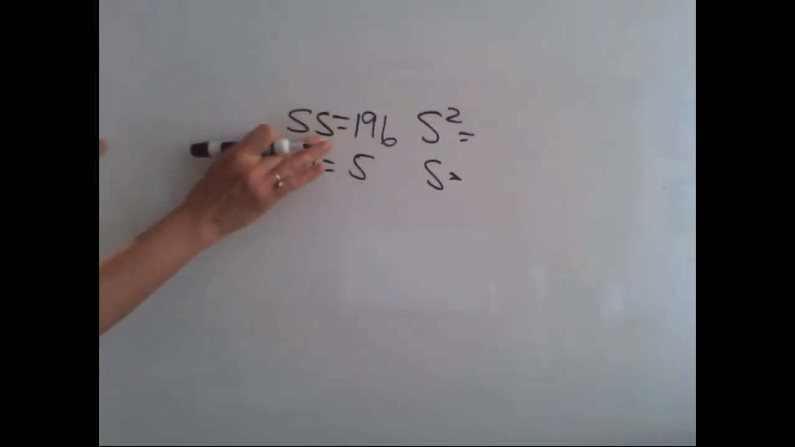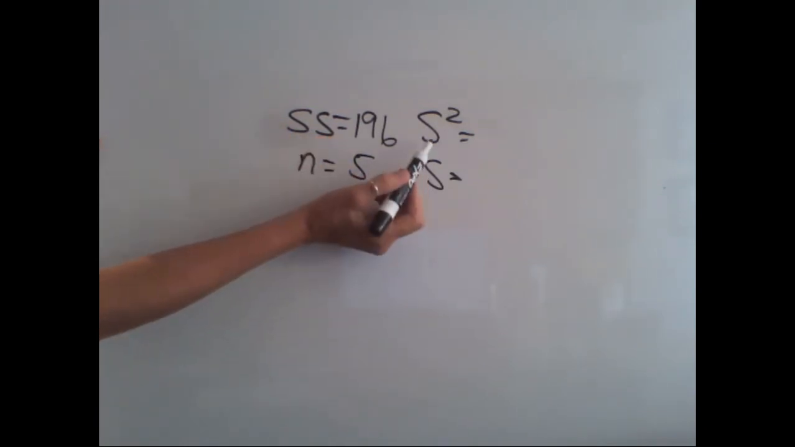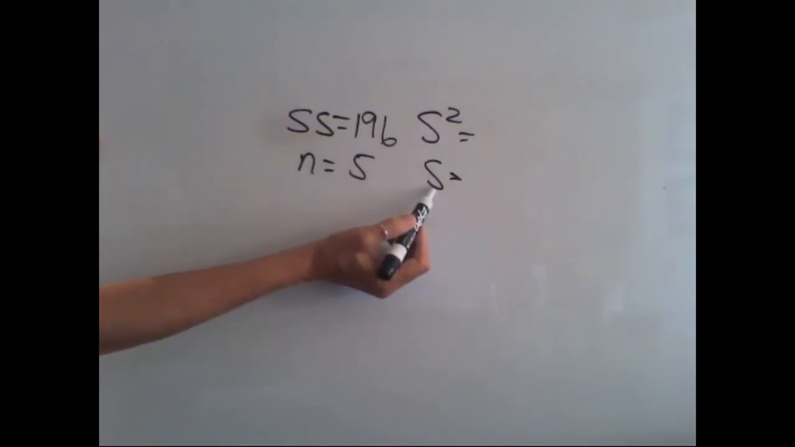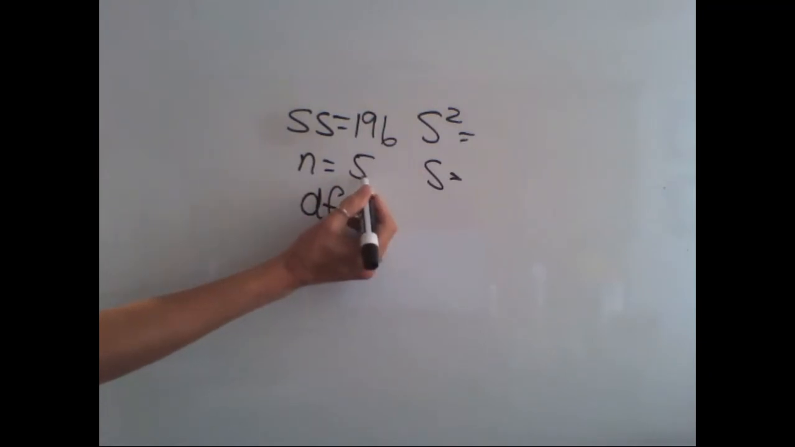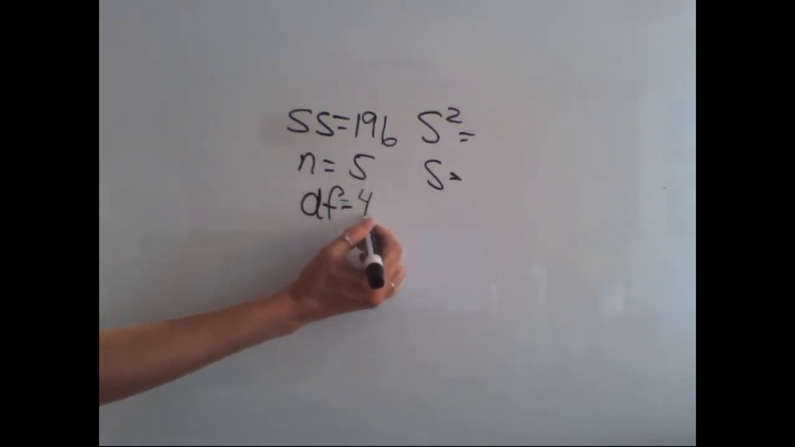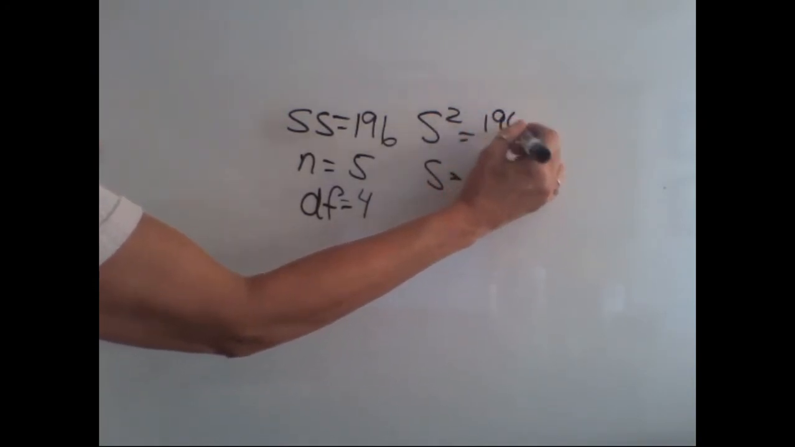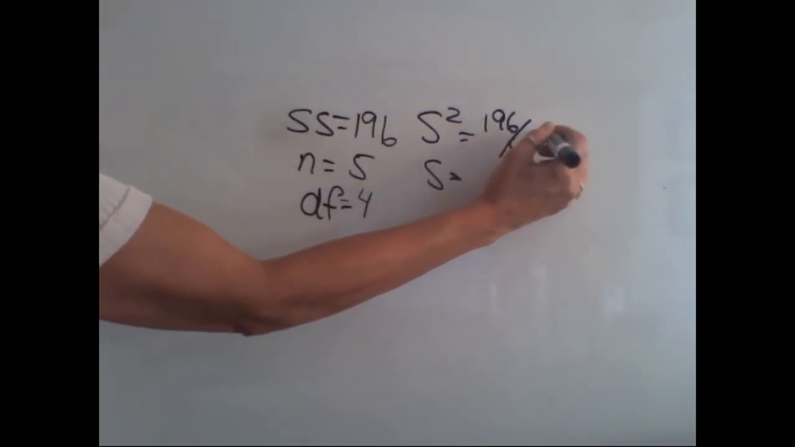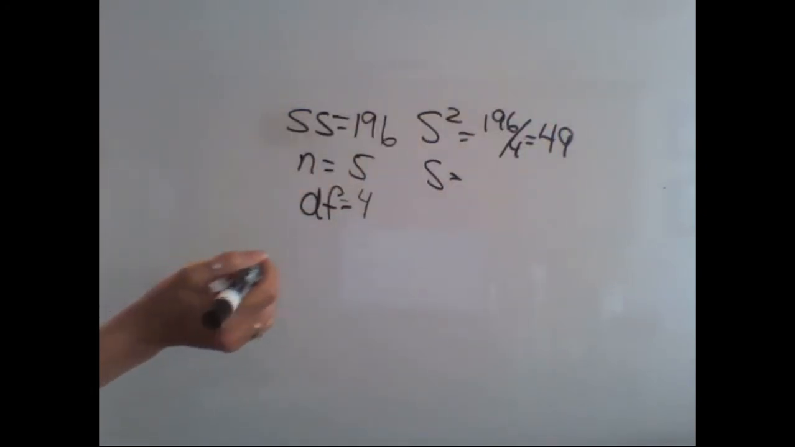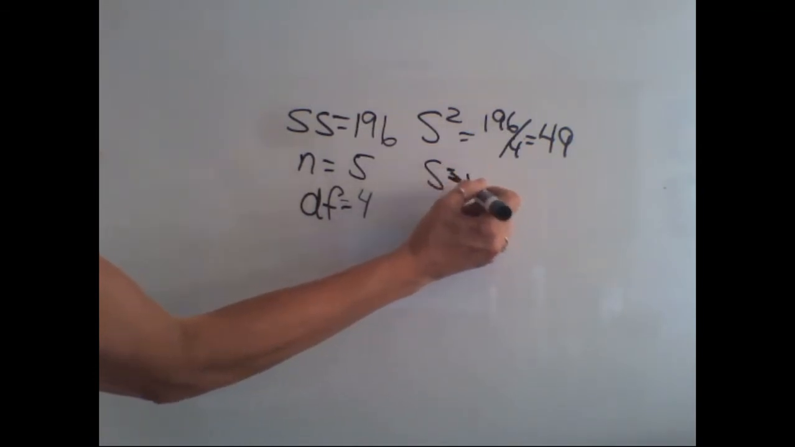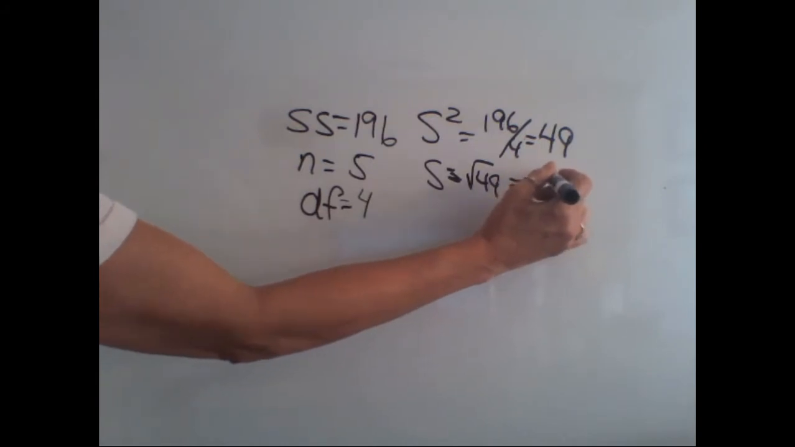For this next example, we had a sums of squares of 196, an n of 5. We need to find the sample variance and the sample standard deviation. Before we do that, we need to find the degrees of freedom, which is n minus 1, or 4. So now I can figure out my variance for the sample, 196 divided by 4, which gives me 49. So my variance for the sample is 49. And my standard deviation is going to be the square root of 49. So the sample standard deviation is equal to 7.